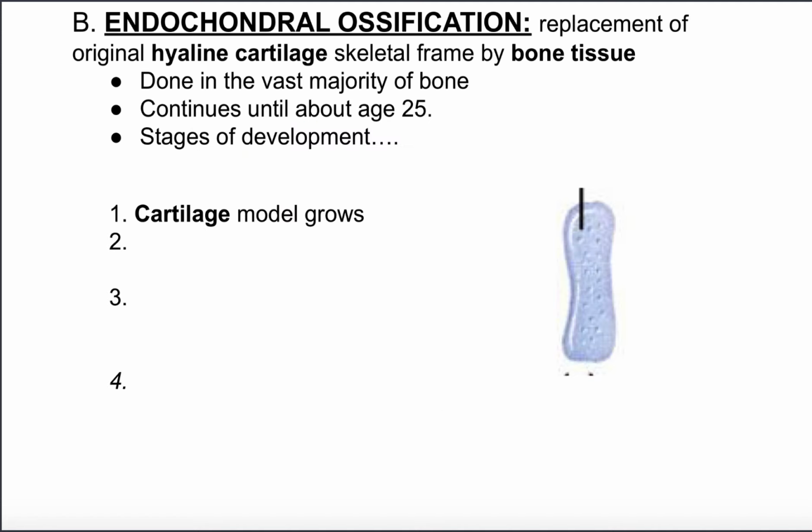So let's go over the main process to form those really big bones, your long bones. This is called endochondral ossification. Chondro means cartilage, and endo means inside. So it's internally taking that cartilage and turning it into bone. In this case, we're replacing a template made of just hyaline cartilage with bone tissue. This is how the vast majority of your bones are formed. Your bones start as pretty much all cartilage, and it takes until about the age of 25 for them to become fully bone. There are multiple stages of development, though. We start with our cartilage model first.